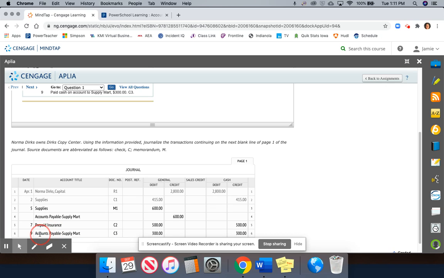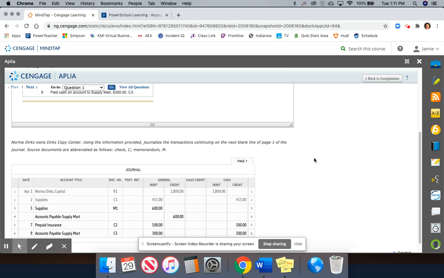Because accounts payable increases with a credit, so when we bought the supplies, we increased their account by $600 because we eventually need to pay them $600. Now that we're actually writing a check and paying them, we need to decrease their account by $300 that we have paid them. So that is work together 3-2.